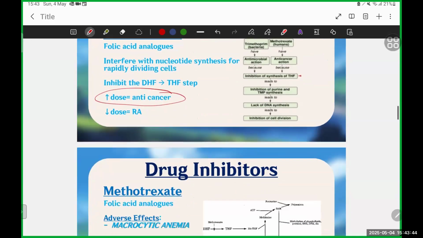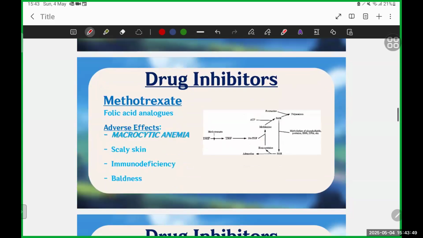At low doses, it's used for rheumatoid arthritis too. Again, folic acid analog. So it has certain adverse effects. Macrocytic anemia. There was a picture in one of the exams. I'm not sure if it was for the sickle cell thing or it was for the anemia, but there was a picture that came from the slides, so it's better that you know. Macrocytic anemia is basically two types. There is megaloblastic and non-megaloblastic.